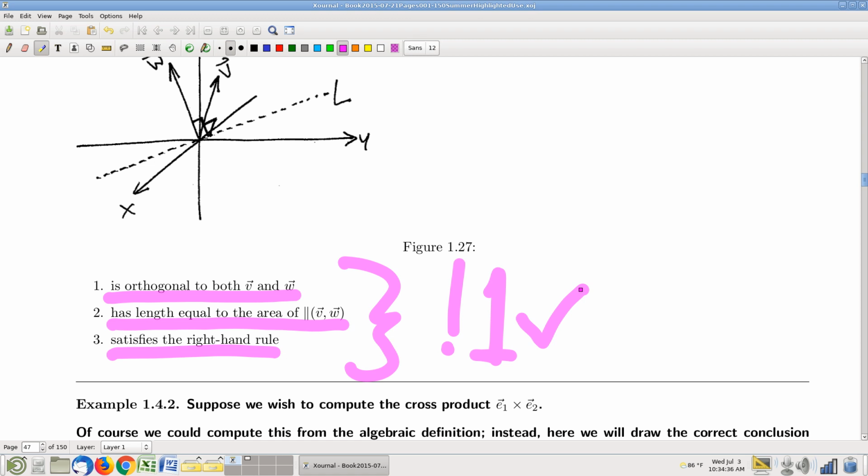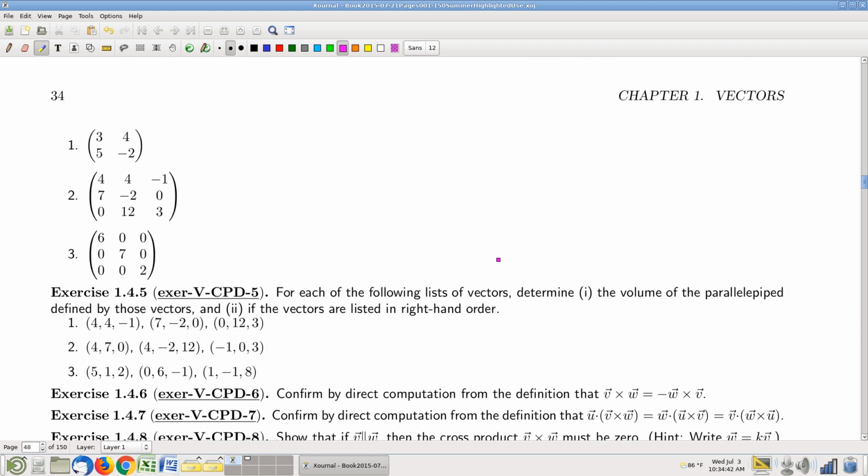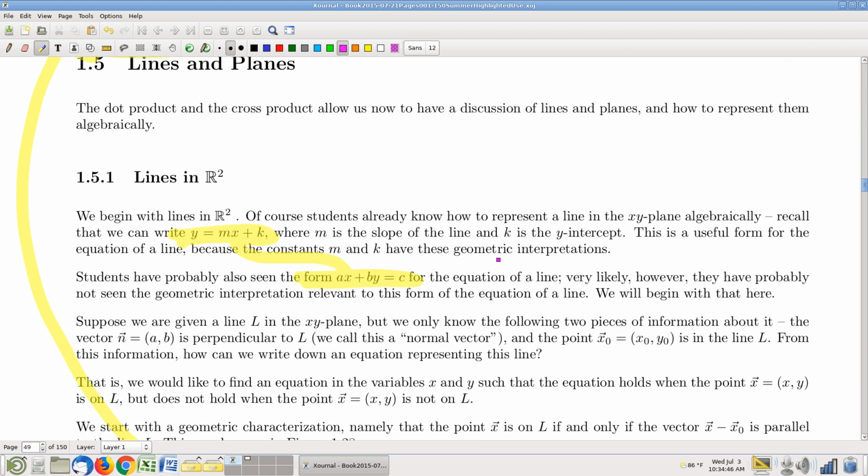Okay. Now, this section always slows me down quite a bit. The next section, good news, does go relatively quickly. So let's try to make as much progress as we can into section 1.5 before we have to call it quits. Lines and planes. I hope you all remember this equation for a line in R2, y equals mx plus k. Everybody remembers that one?